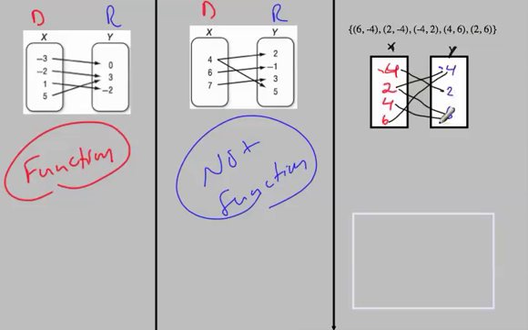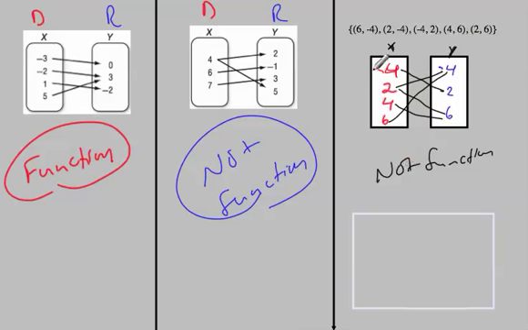When I look at 4, there's only one output. When I look at 6, there's only one outcome. But when I look at 2, it leads to 6 and to 4. There's confusion. If I start at 2, I don't know where to end up. So this is not a function as well.